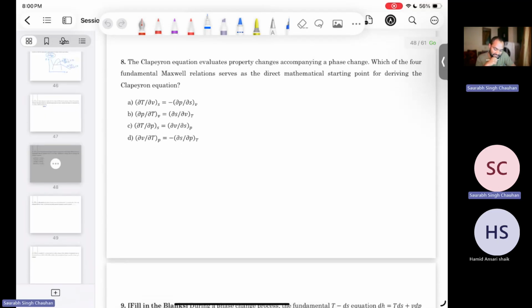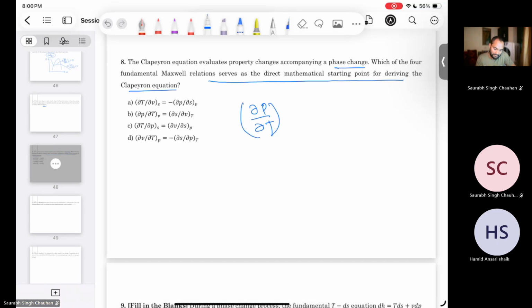Now, question number 8, it is saying the Clapeyron equation evaluates the property change accompanying a phase change, right? Which of the four fundamental equations serves as the direct mathematical starting point for deriving the Clapeyron equation? So, for the Clapeyron equation, we had dP by dT at saturation is equal to... But which Maxwell equation did we use? Did we use any Maxwell equation? Sir, can you repeat?